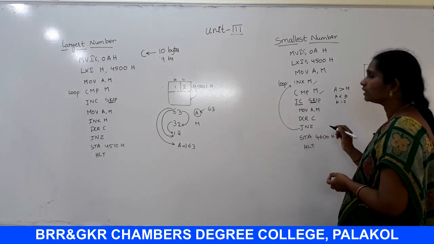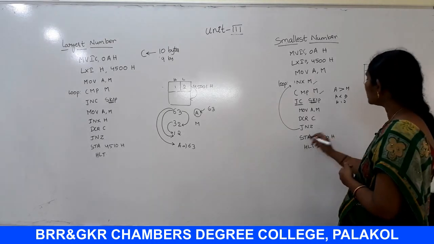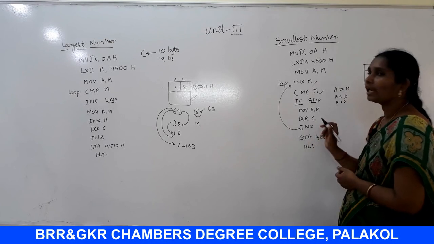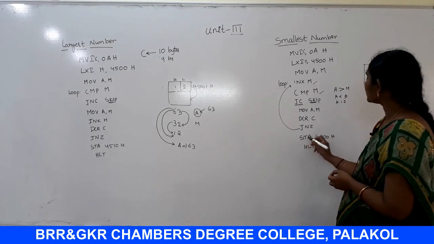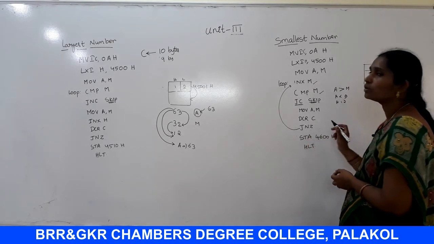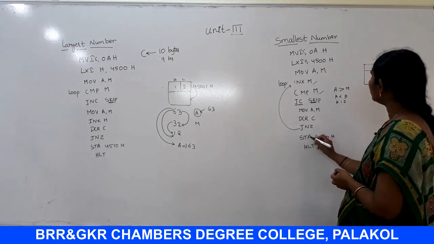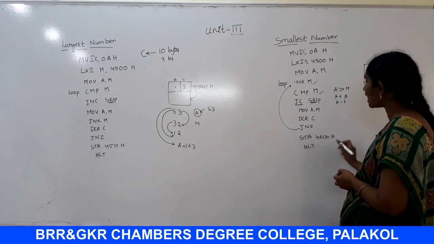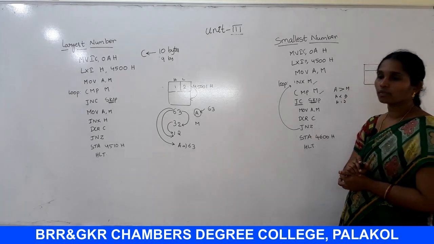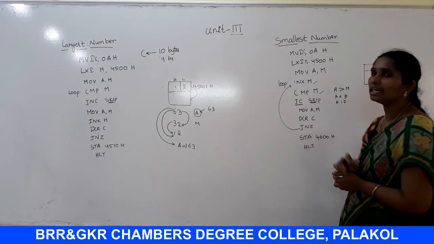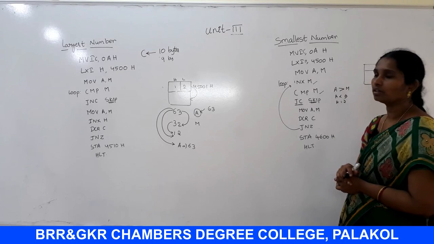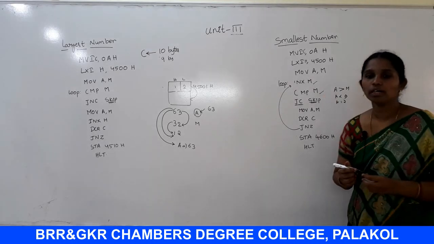After that, whatever data is there in the accumulator is stored using STA 4600H, so in 4600H the data will be stored. Now finally, HLT is the halt instruction. Halt means stop the program.